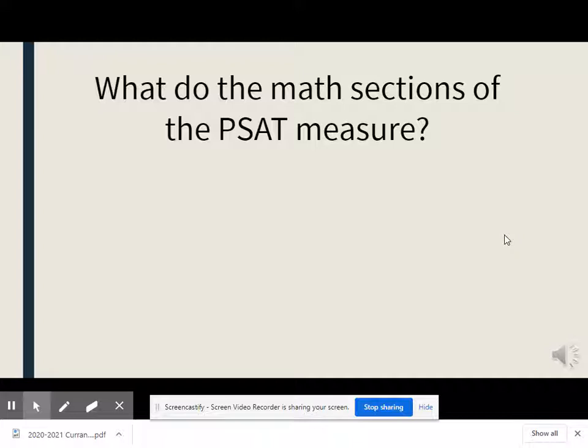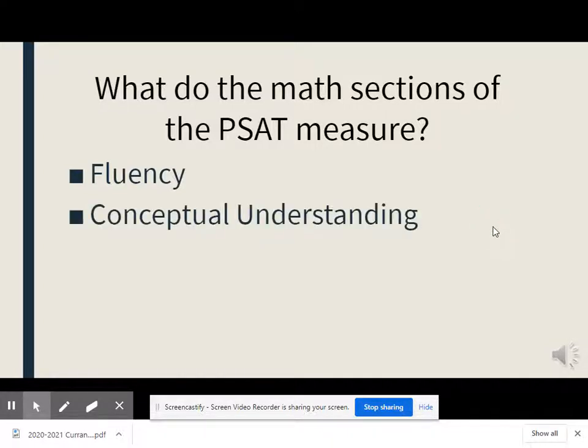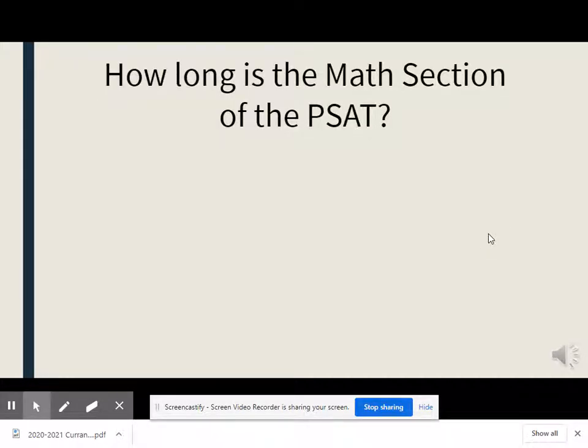What do the math sections of the PSAT measure? Fluency, which is your ability to answer questions correctly in a time setting, your conceptual understanding, and your ability to apply your conceptual understanding to real-world problems.